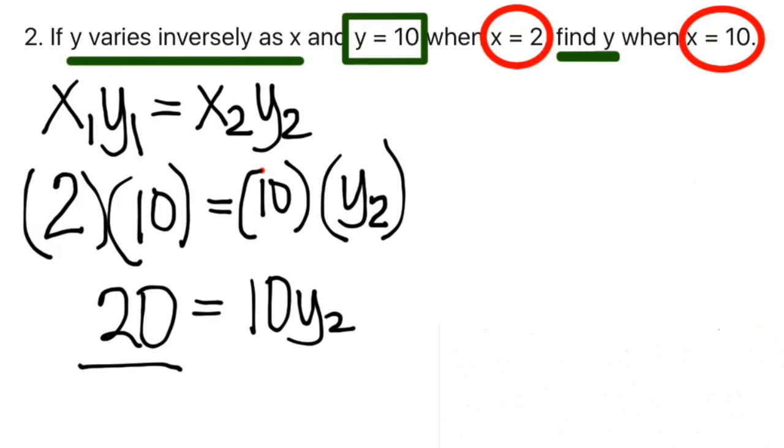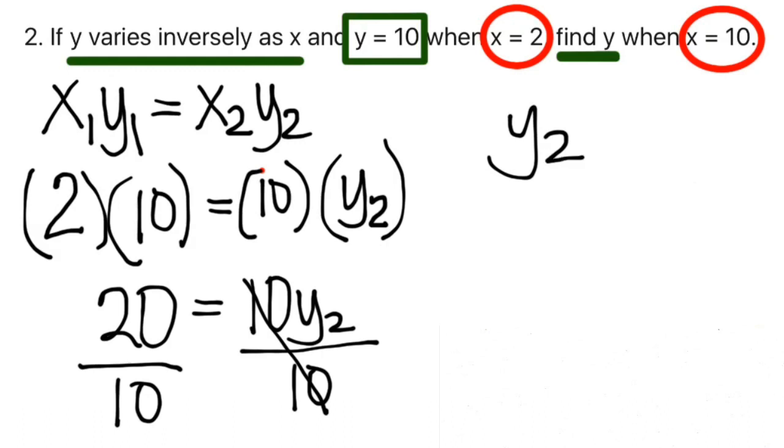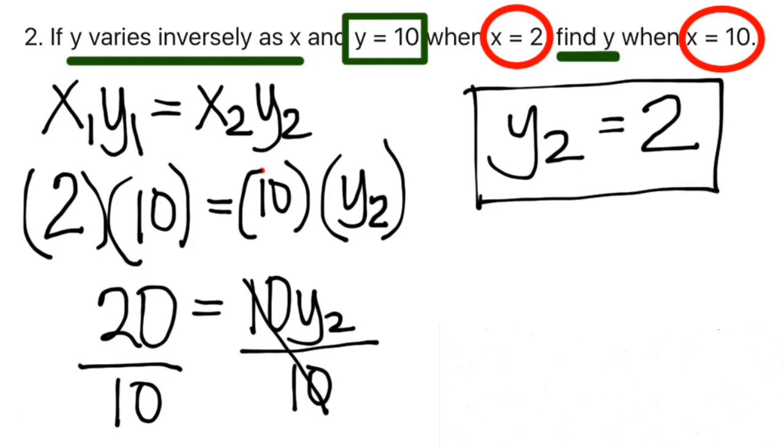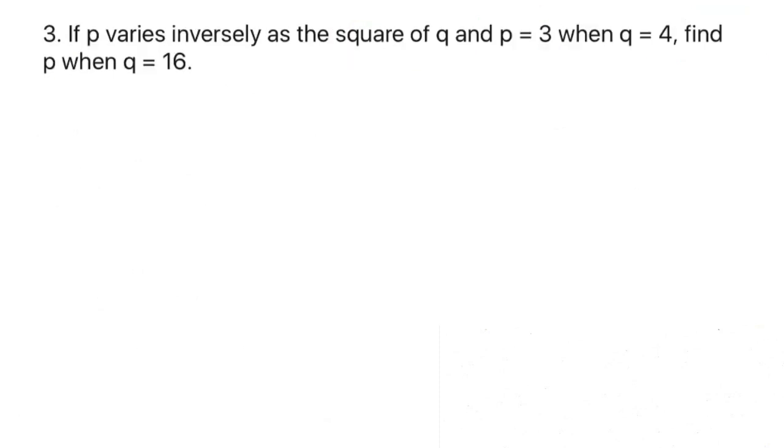Divide both sides by 10 para ma-eliminate yung 10. So, cancel it out. Or 10 divided by 10, that is 1. So, y na lang yun. So, y sub 2 is equal to 2. So, same answer pa din, pero magkaibang method.